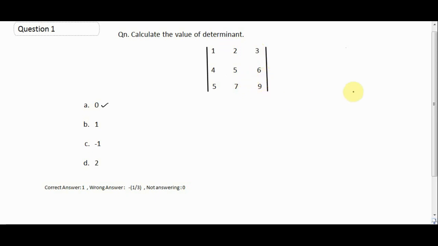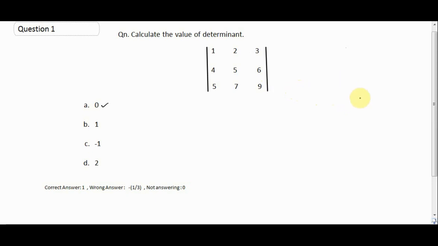So row 3 elements are having values equal to the sum of elements in row 1 and row 2. So let's make use of property number 5 here. Property number 5 says that even if we manipulate a row in terms of another row or multiplied version of another row, the value of determinant is not going to change.